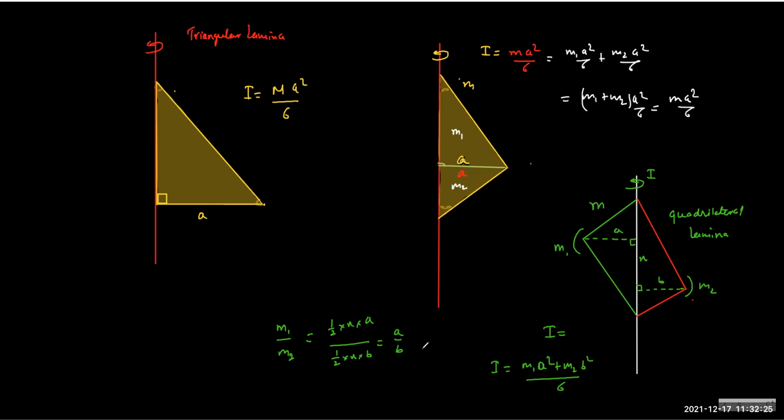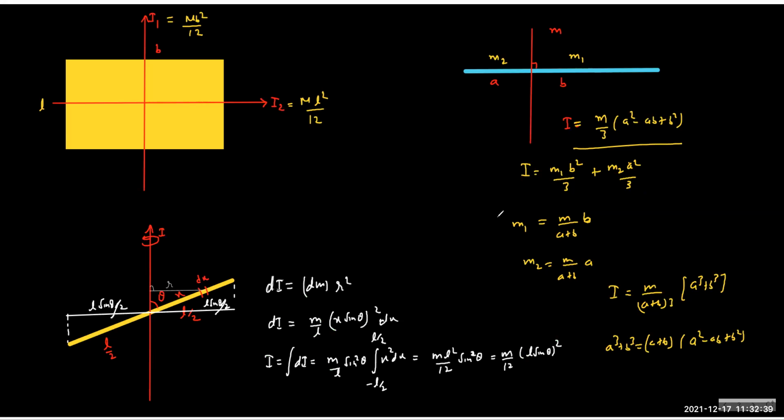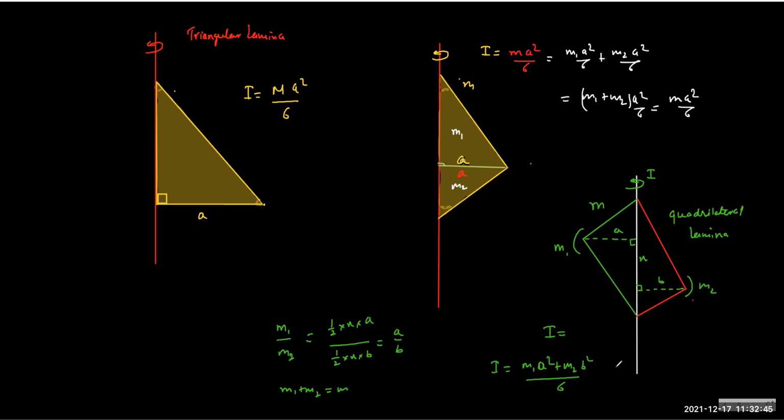And now you know how to substitute and all, because the sum is M. It's a similar problem to the rod problem. If you remember the rod problem, you have done this somewhere here. Yes, it's the same thing. If you substitute the values, what you get is M by 6 (A square minus AB plus B square). Now this formula is very, very important for you, and you must remember this.